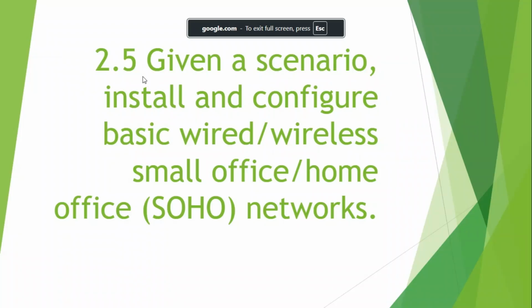So we're still talking about core exam objective 2.5: given a scenario, install and configure basic wired and wireless small office/home office SOHO networks. But today it's more specifically about things you should know. If you have no idea what I'm talking about, that's a clue in regards to what you need to study. If you already know, don't worry about it. It's a nice little refresher that keeps things fresh in your mind for this particular exam objective.